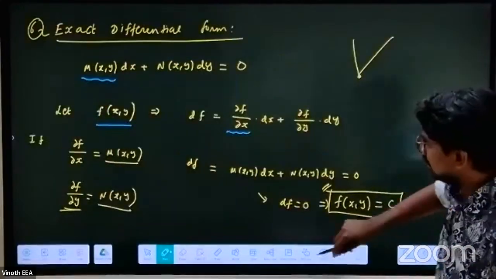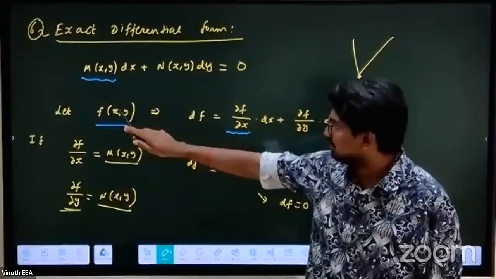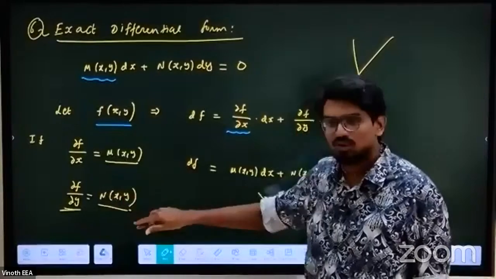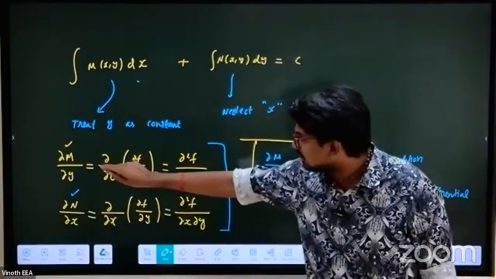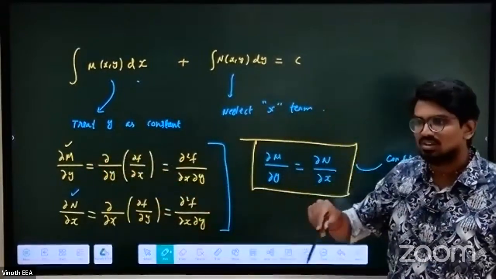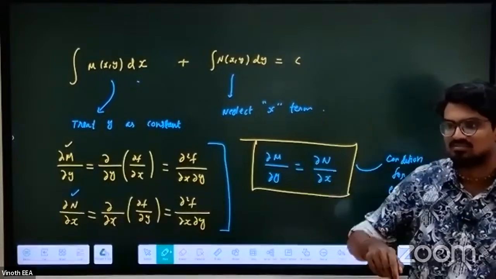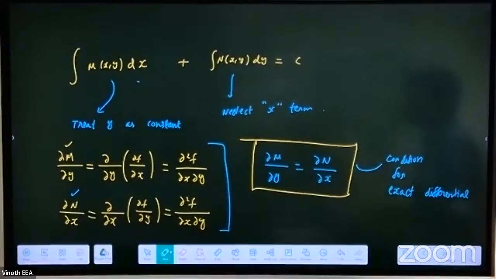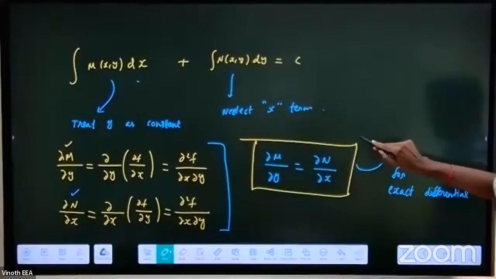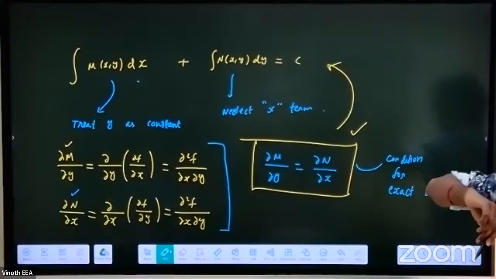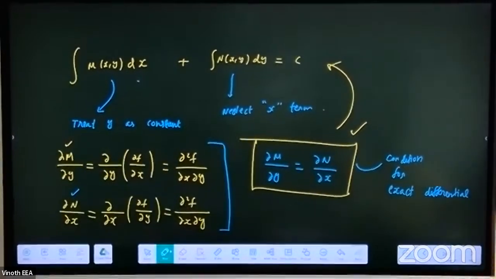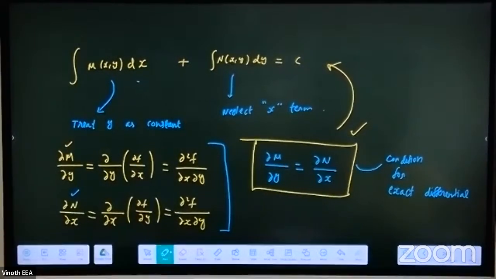From this one, I am defining a function f such that dou f by dou x is M and dou f by dou y is N. If I differentiate M with respect to y, in place of M I can replace it with dou f by dou x. Similarly, N can be replaced as dou f by dou y. We don't need this for the exam, it is not required. For the exam, check this condition. If it is satisfied, directly go for this. If you are done with this, go for problems.